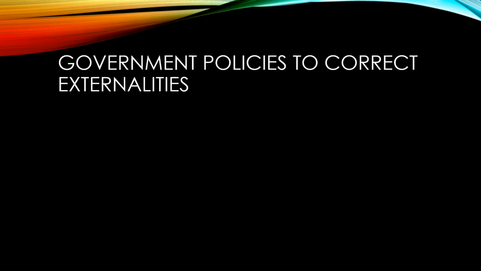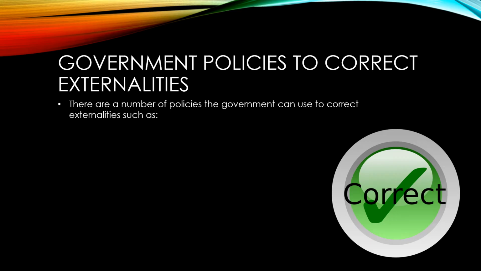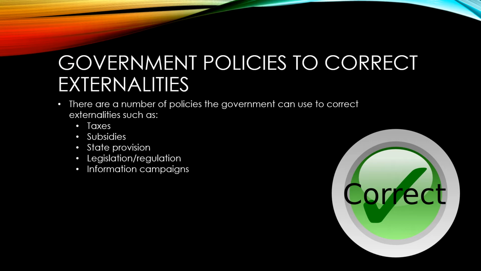There are a number of policies that governments can use to try to correct the effects of externalities. These include taxes, subsidies, state provision, legislation or regulation, and information campaigns. Let's take a look at each of these in more detail.